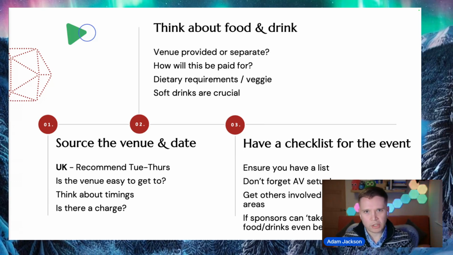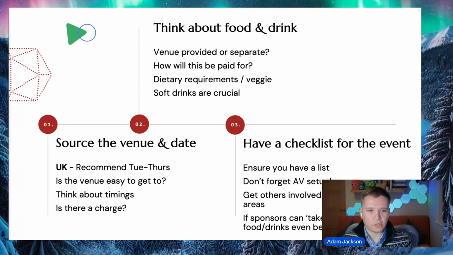The other thing to think about with timings is, what time do people finish work? That might vary depending on where you are. But typically, in London, we will start events at around 6 p.m. People will often finish work between 5:30 and 6. We want to give them a good half hour.